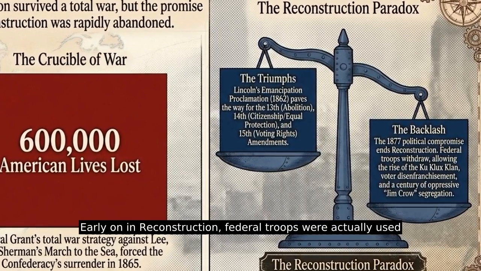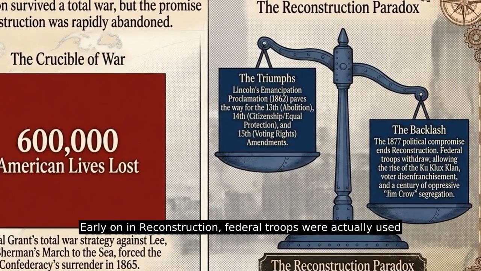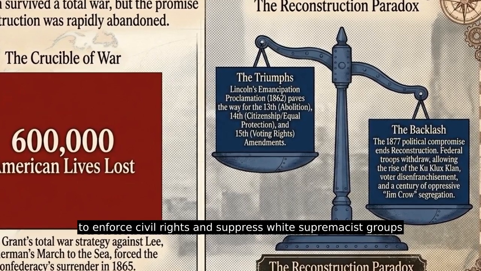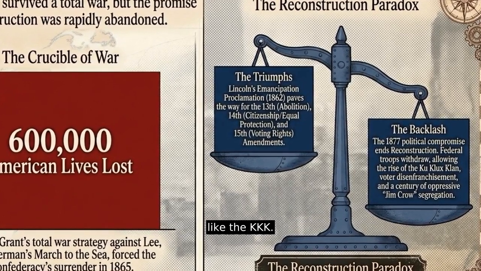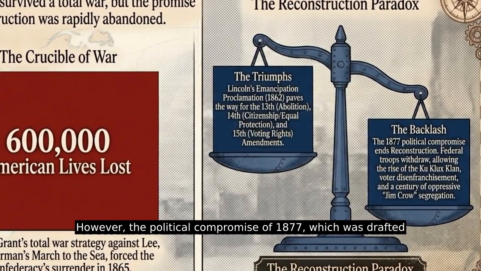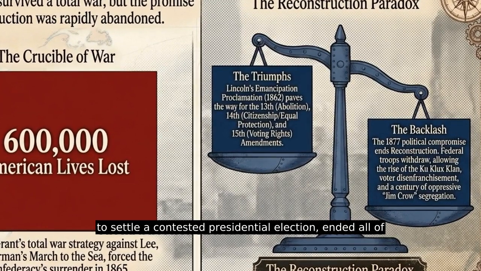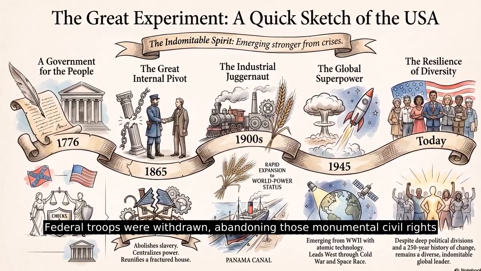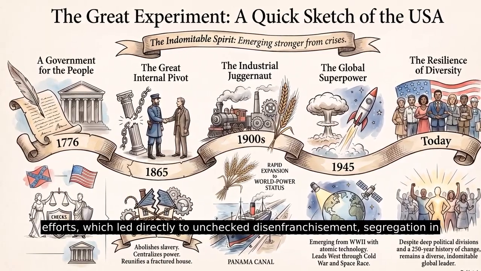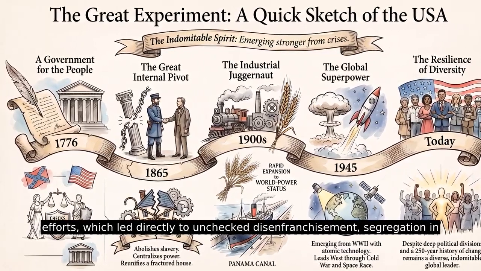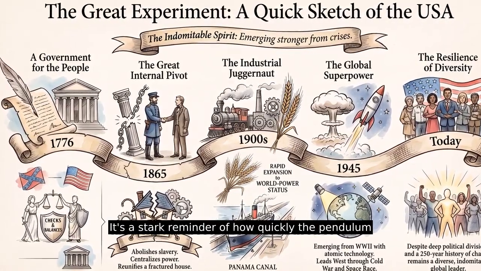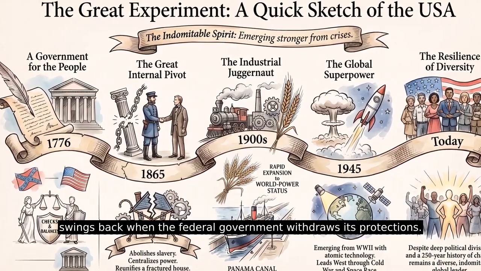Early on in Reconstruction, federal troops were actually used to enforce civil rights and suppress white supremacist groups like the KKK. However, the political compromise of 1877, which was drafted to settle a contested presidential election, ended all of that. Federal troops were withdrawn, abandoning those monumental civil rights efforts, which led directly to unchecked disenfranchisement, segregation, and the Jim Crow era. It's a stark reminder of how quickly the pendulum swings back when the federal government withdraws its protections.